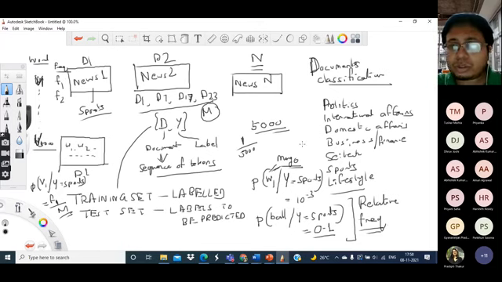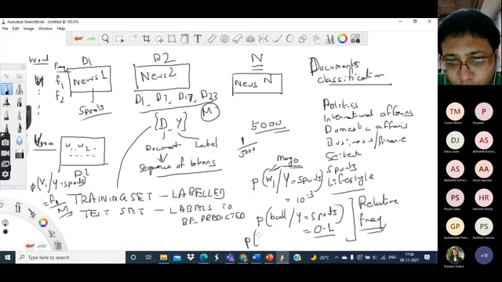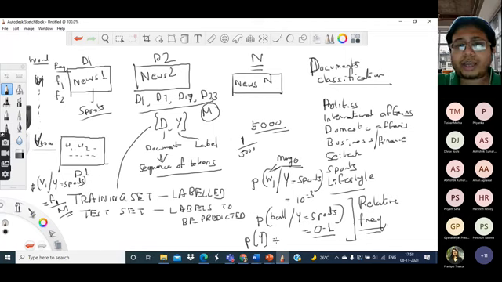Now, each of these topics or labels will themselves have their own probabilities, which we can denote by P of Y. What is P of Y? P of Y is nothing but the relative frequency of the label itself.